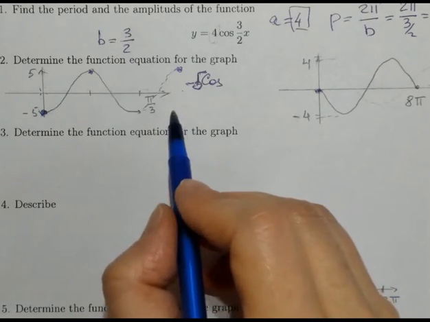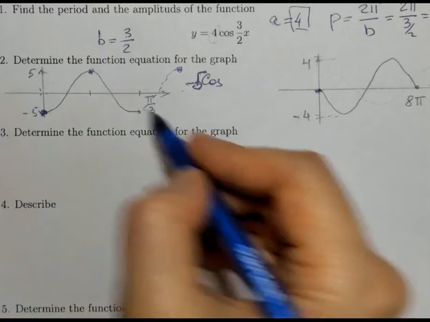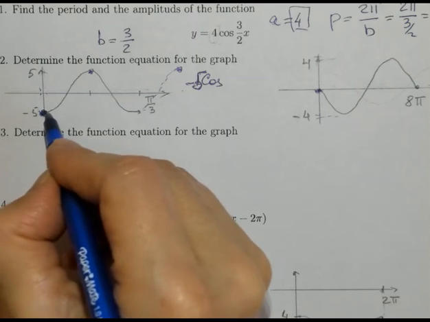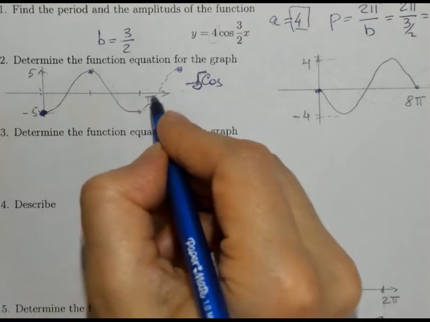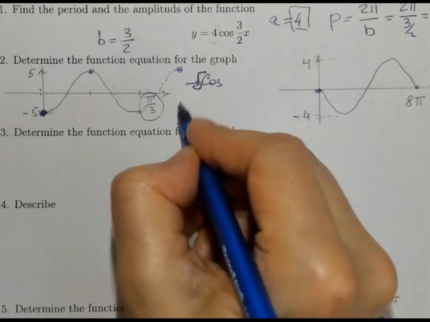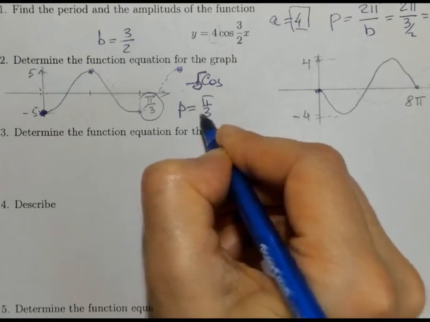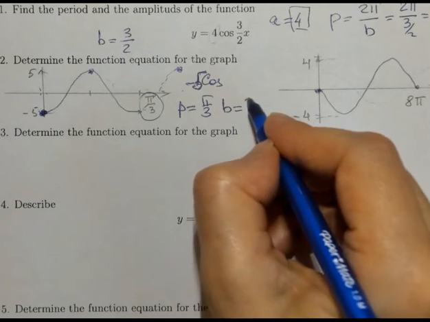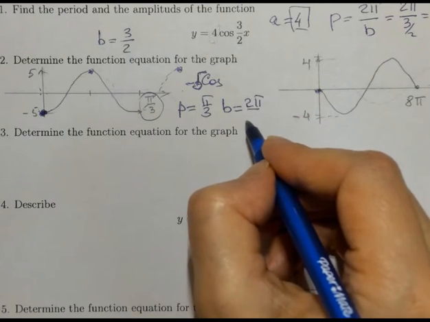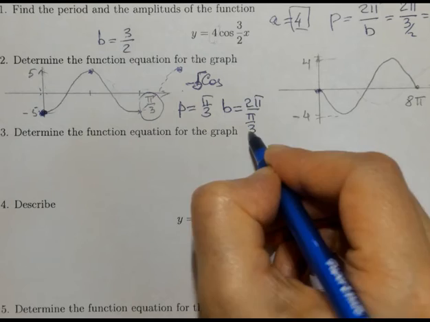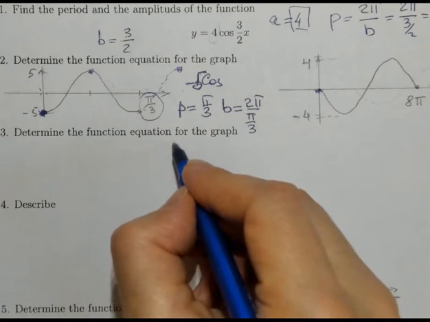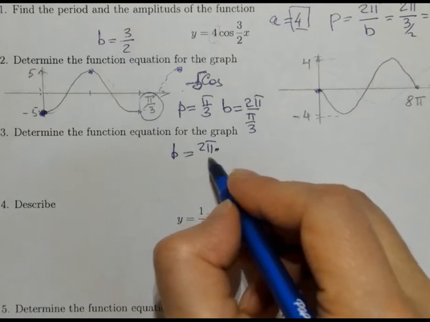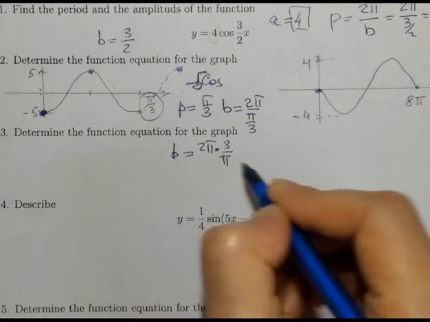And lastly we must find b. So what is the period of this function? One period is the interval from minimum to minimum. On this graph it is pi over 3. So the period is pi over 3. We need to find b, and it is 2 pi divided by pi over 3, or multiplied by its reciprocal, 3 over pi.